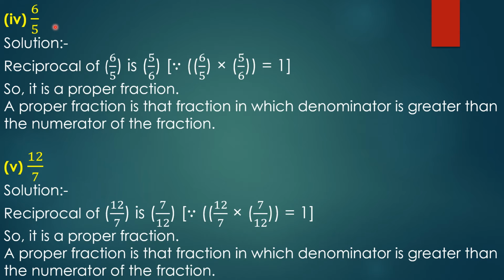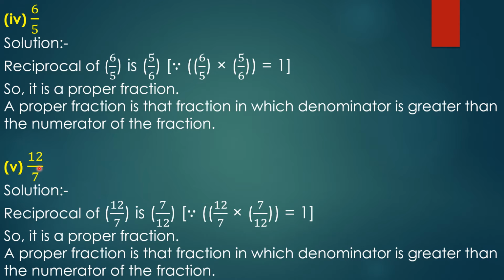Next one is 6 by 5. So write down, the reciprocal of 6 by 5 is 5 by 6. This is also a proper fraction because what is the numerator? 5, and the denominator is 6. That means 5 is greater than 6. Is it correct? No. Because 5 is less than 6. That means the numerator is less than the denominator. This is a proper fraction.